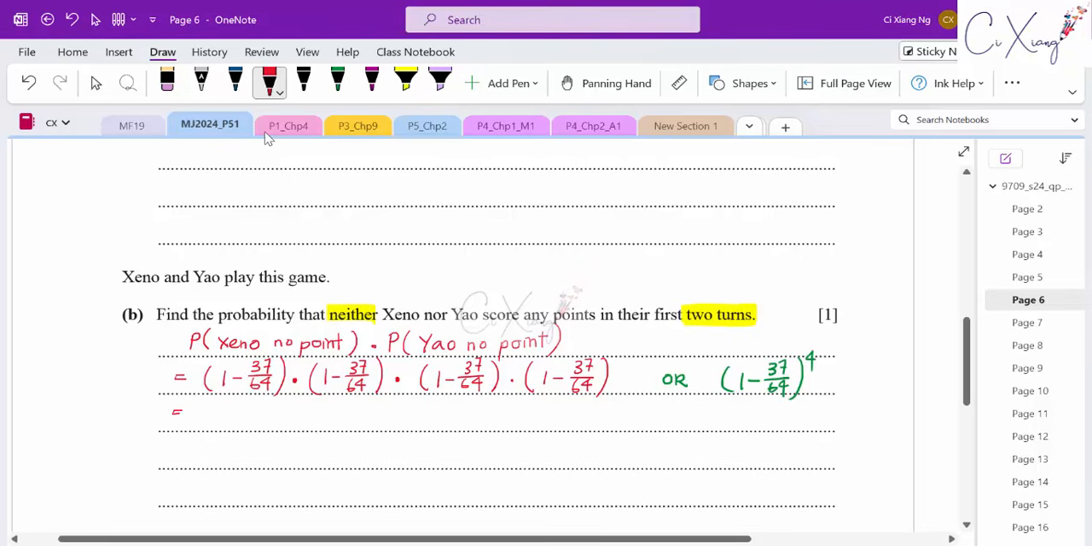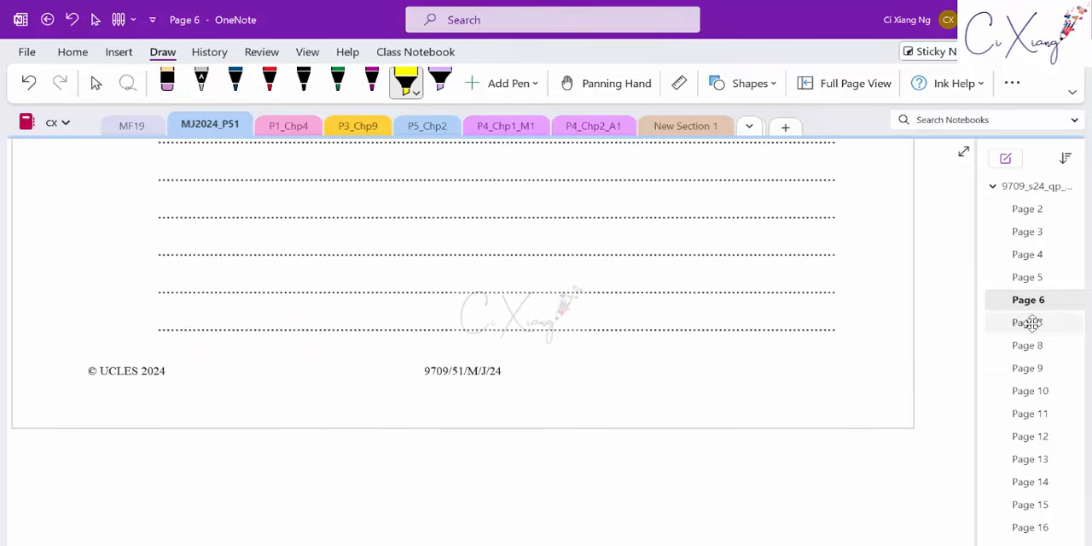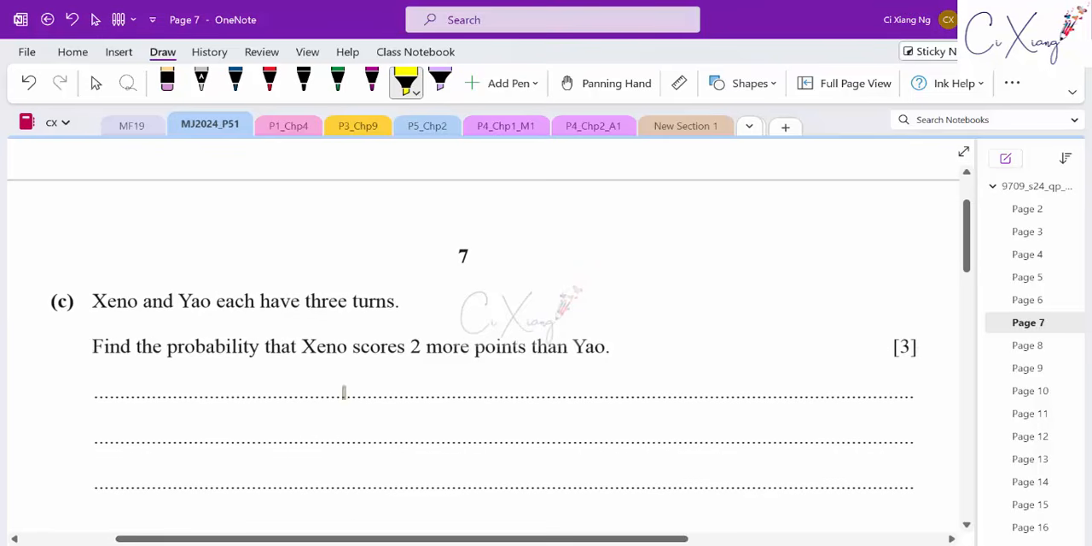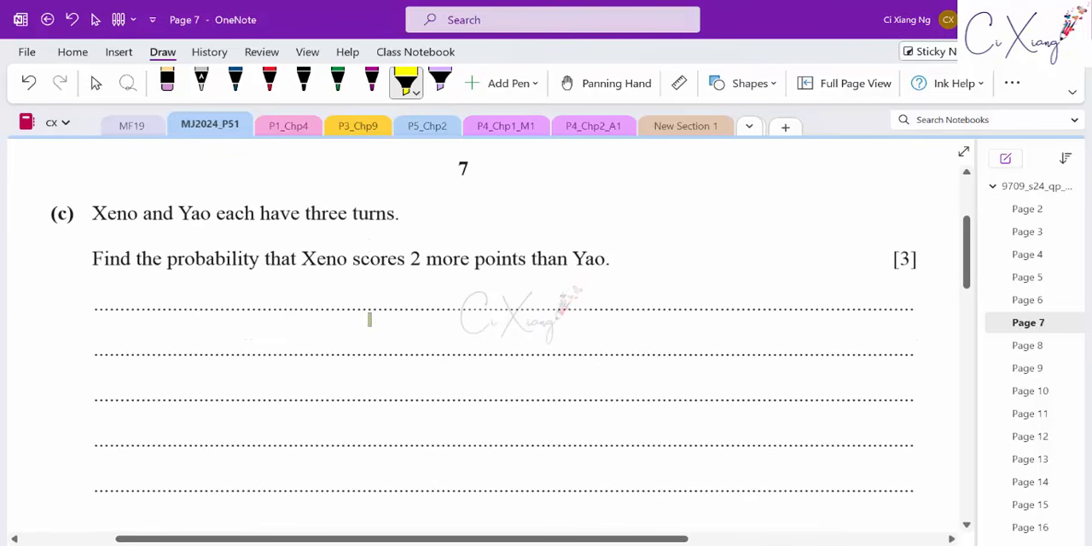Of course, just use a calculator to help a little bit. By right, you should have 0.0317. So this is what we have for part B of question 4. Let's have a look at part C. Still these 2 persons, Zeno and Yao, each play 3 turns.